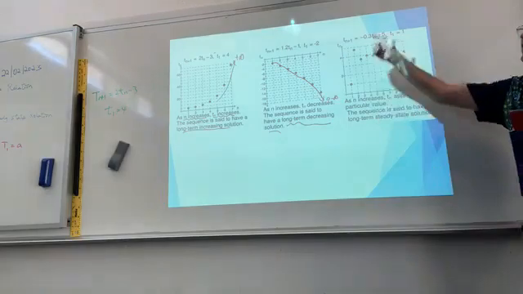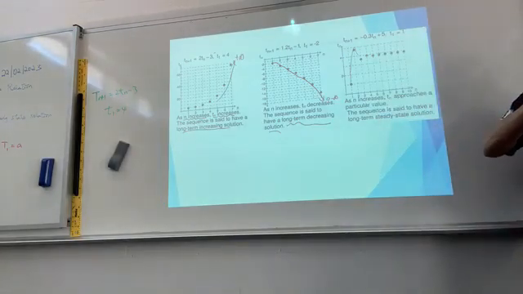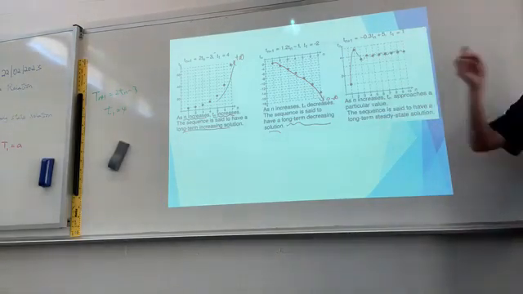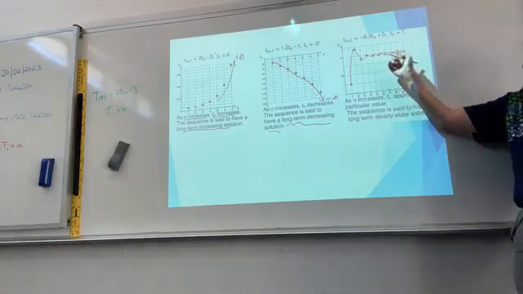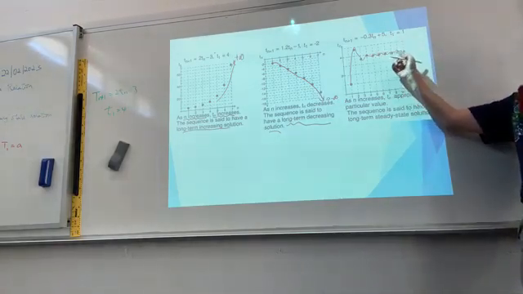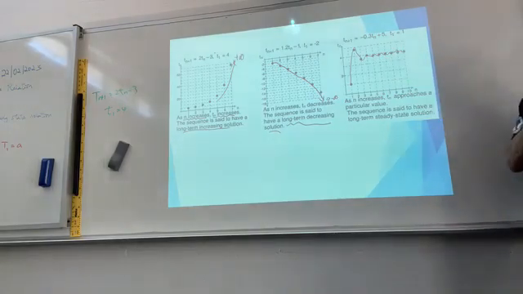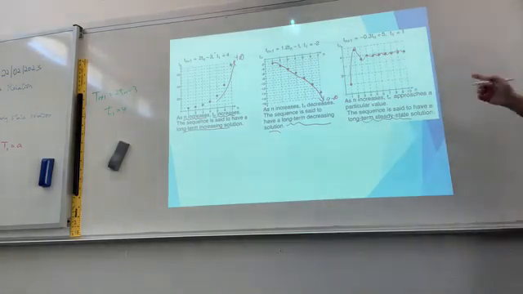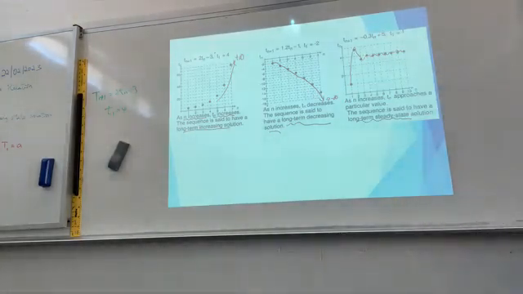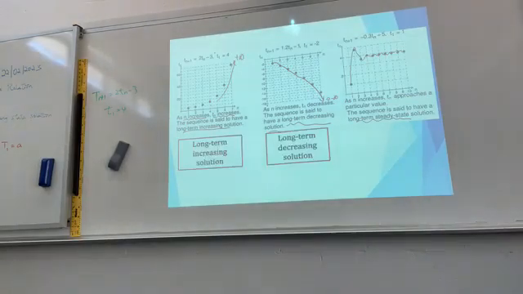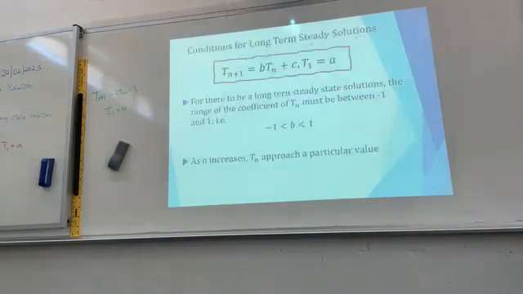In this situation here, you're going up and down. You can see that towards the end, it's fluctuating around one number. That number is called your long-term steady state solution. This is one of the things you really must know for your first order linear recurrence rule: long-term increasing solution, long-term decreasing solution, and generally there will be a question asking you to determine the long-term steady state solution. Now let's explore that.